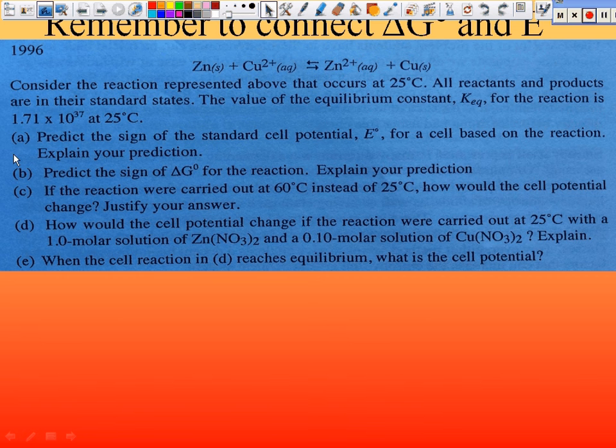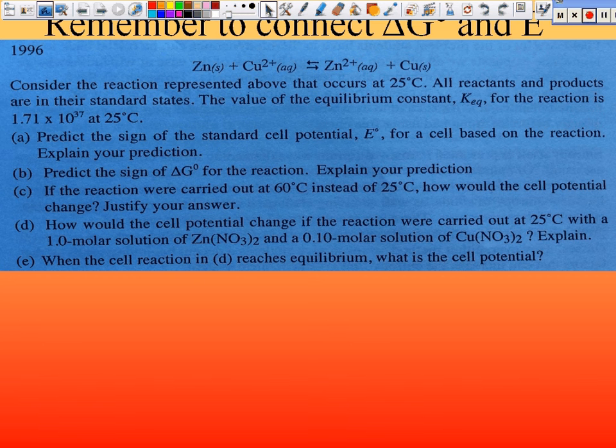What are the only two options? You have a 50-50 shot. For the cell, based on the reaction, explain your prediction. This should be very, very easy. And I keep telling you, if you know one, you know them all. What is E, and why? Perfect answer. E is positive because the reaction is thermodynamically favorable since K is greater than 1. That's all you have to know.